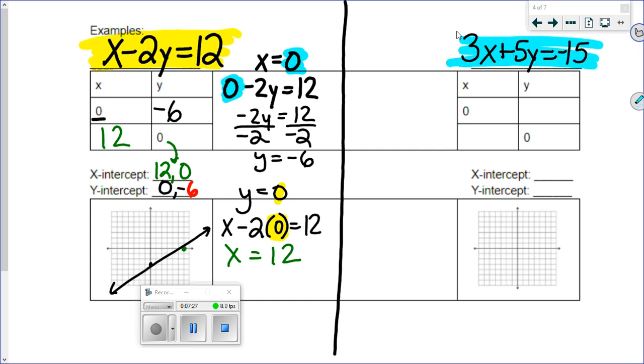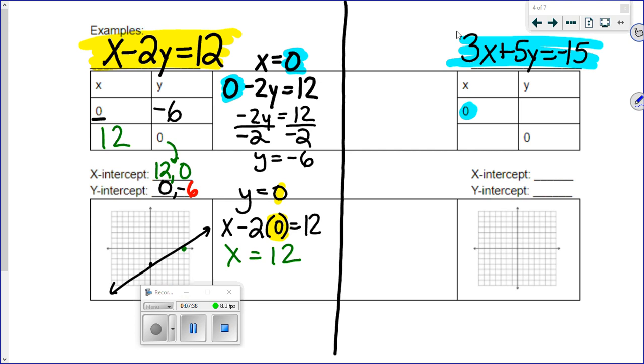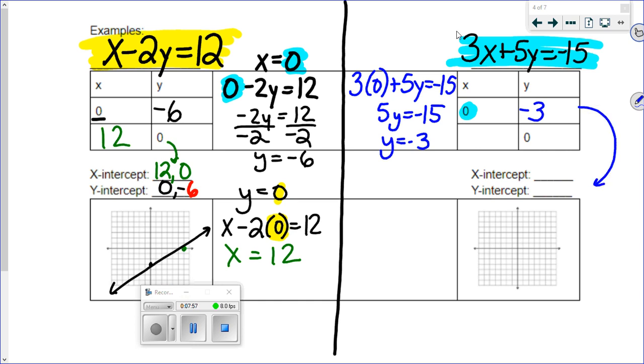The first thing that I need to do, if I follow my steps, is make x 0. So I am going to substitute in, and I'm going to do 3 times 0 plus 5y equals negative 15. 5y equals negative 15. Y equals negative 3. So I have just found my y-intercept, 0, negative 3.